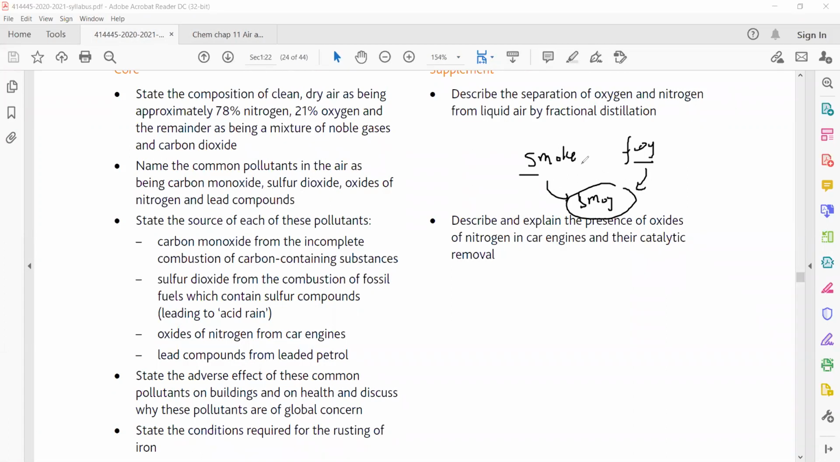Why do we call it photochemical smog? Because it does not allow the light to pass through. It reduces the amount of radiation which is able to pass through. That's why we use the term photochemical. You can also say smog, but not smoke, because smog is a combination of smoke and fog.